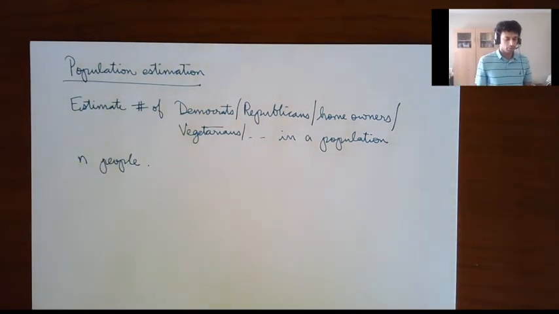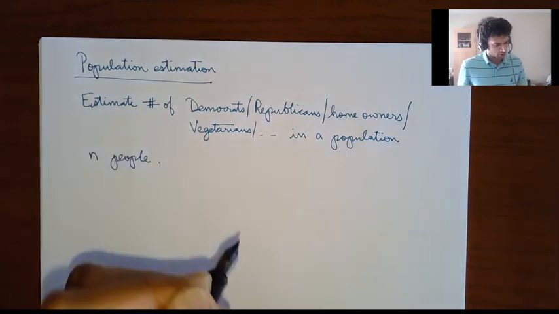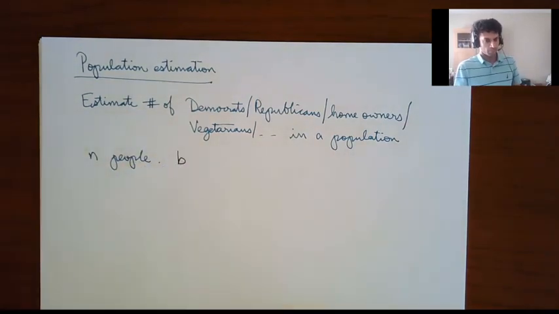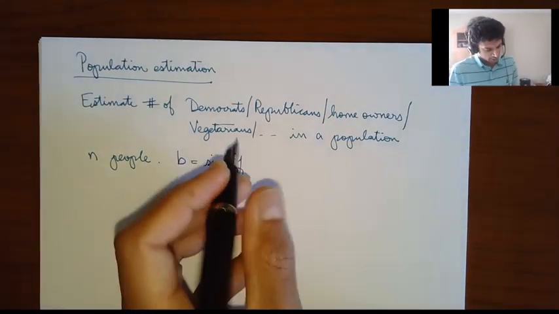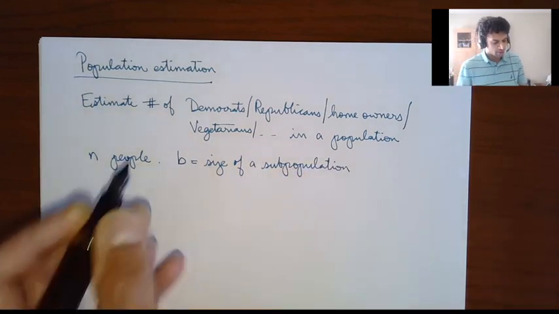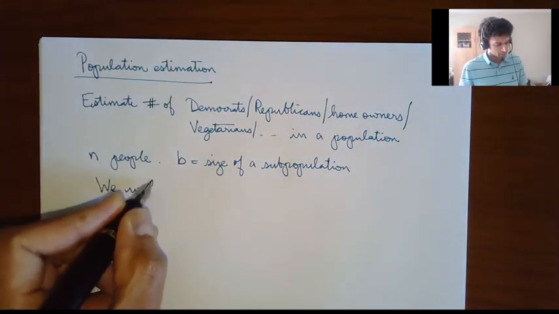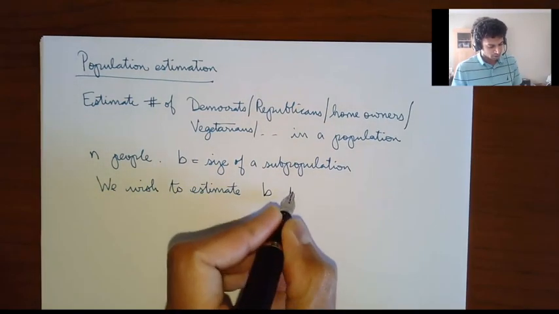Instead of using blue or red, which are sort of political colors, let me use green. I guess even green technically is a political color. So let me use green, blue, red, some other color. Let me just say it's B. So B is the size of a subpopulation, and we wish to estimate B by randomly sampling.